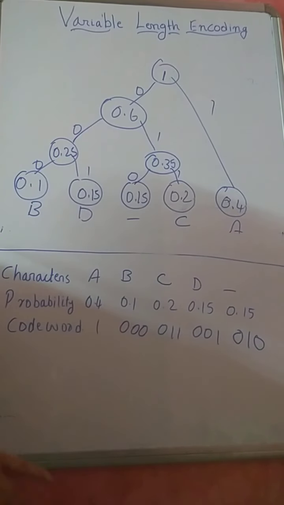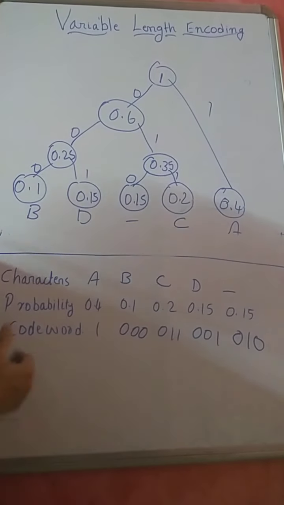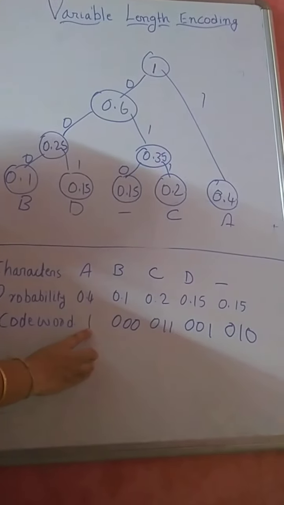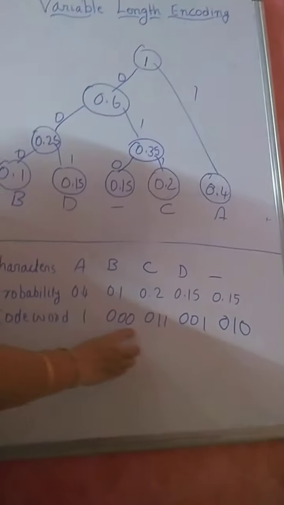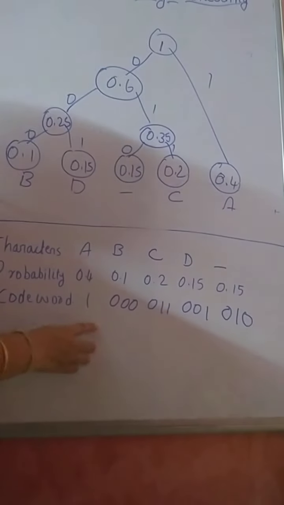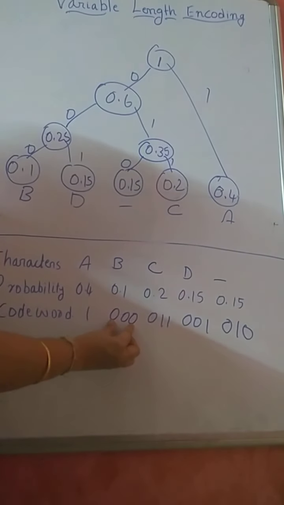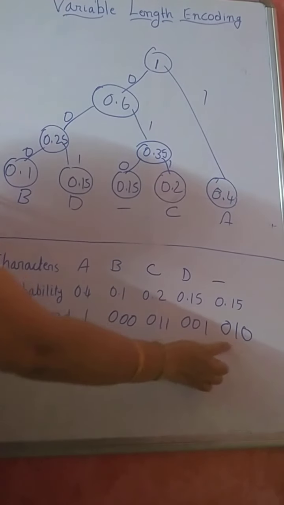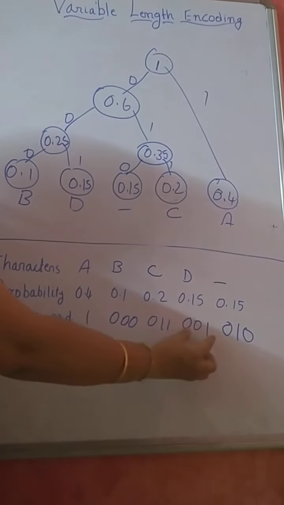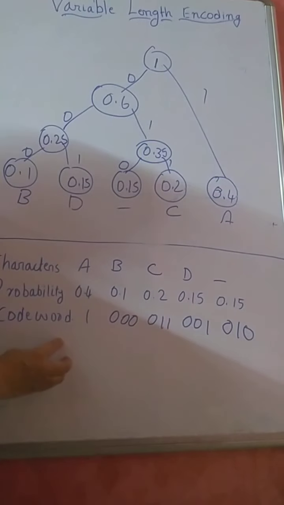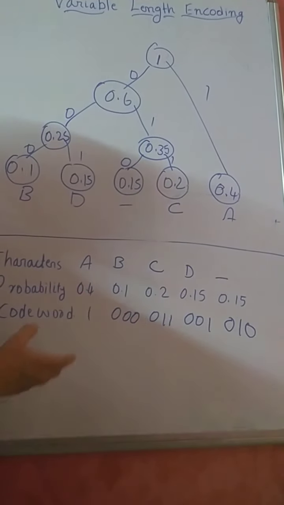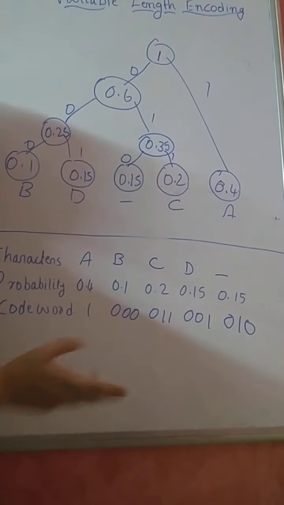Okay, so now check, is any of the code words a prefix of any other code word? Is 1 a prefix for anything? No, 1 is not at all a prefix of any other code. Is 000 a prefix? No. Is 011 a prefix for any other code word? No. Is 001 a prefix for any other? No. Is 010 a prefix for any other? No. Therefore, whatever code words you have generated, it is fine.